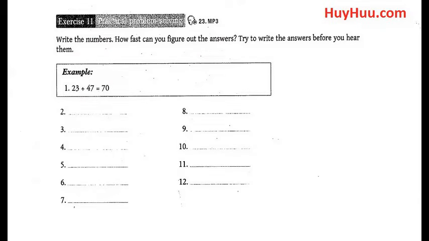Exercise 11. Practical problem solving. Write the numbers. How fast can you figure out the answers? Try to write the answers before you hear them.